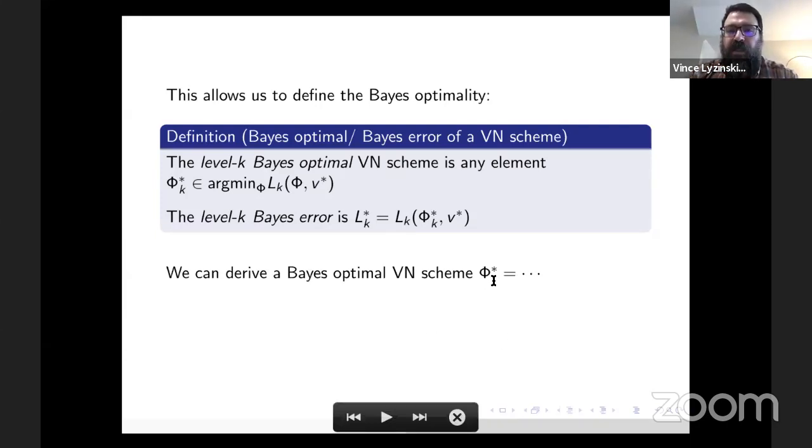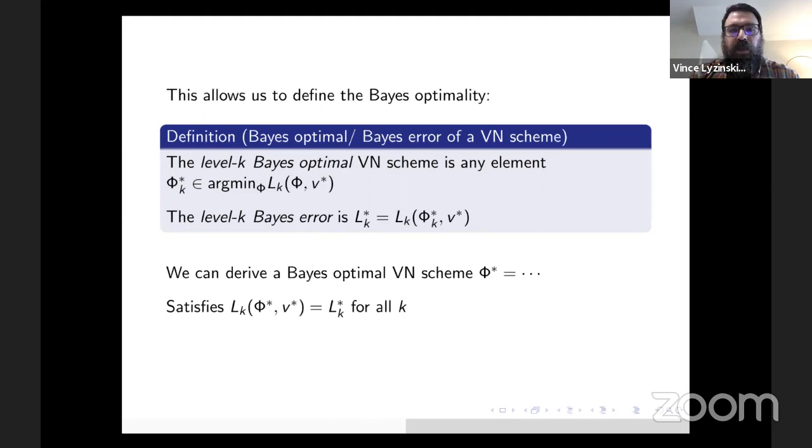Note that it doesn't have this subindex. It turns out that there's one vertex nomination scheme that for a given distribution is Bayes optimal for all K simultaneously. The definition is a little bit complicated, but we were able to construct that scheme. And so now we have a gold standard to shoot at.